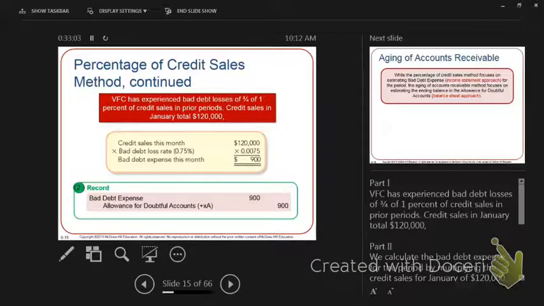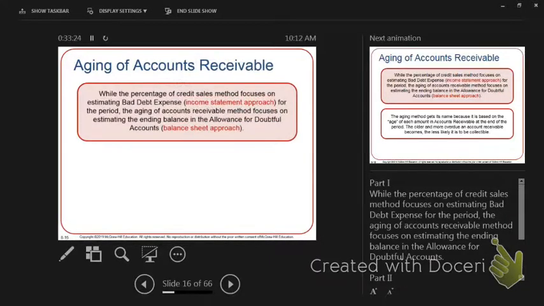All right, any questions on percentage of sales? And that is the easy one. I can honestly tell you in the audits that I did and when I was working at AT&T, I've never seen a company use percentage of sales. I've only seen them use aging of accounts receivable because it's the most accurate one to see where you're at. So let's take a look at an aging of accounts receivable.